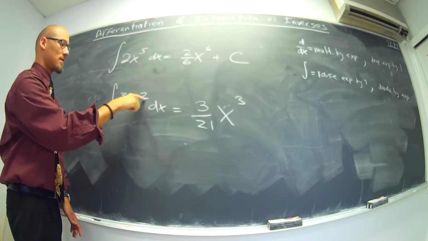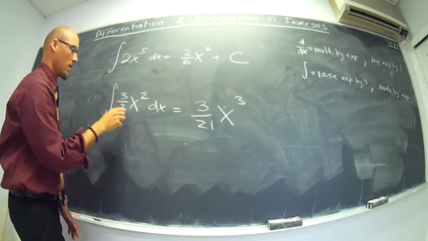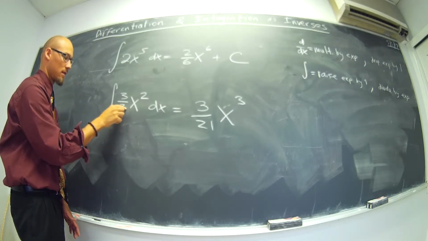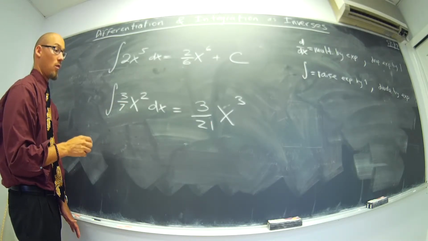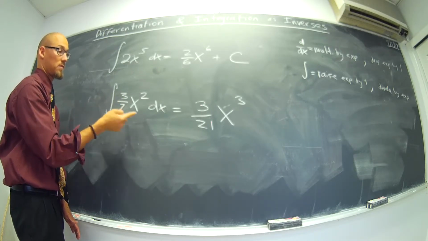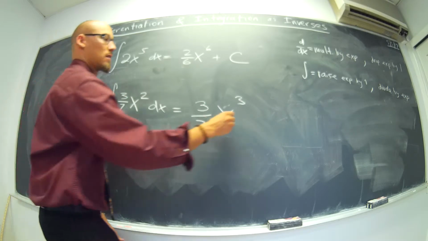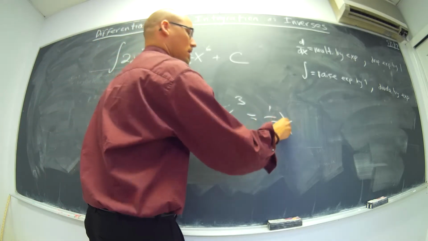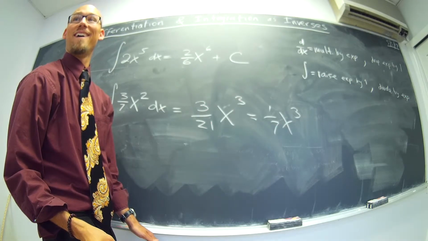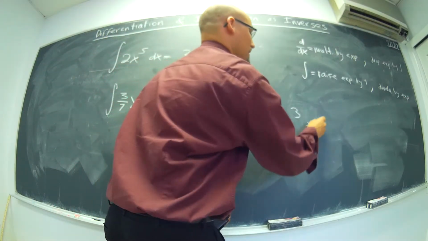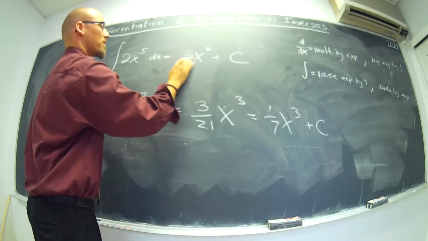So he raised the 2 to a 3, and then he divided by 3, which means you put another 3 down here. If you divide by 3, you know, 7 times 3 is 21. Or you could have just solved it, the 3's will cancel, and this is 1/7. And we forgot something: plus c. This is 1/3 actually. Let me simplify it.